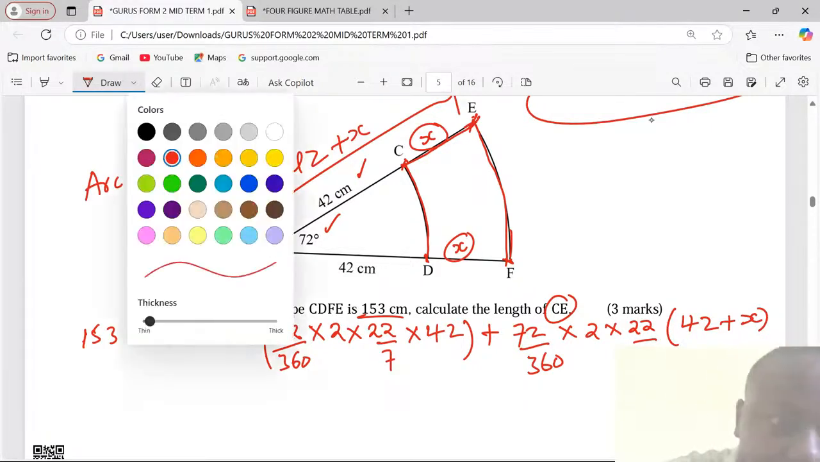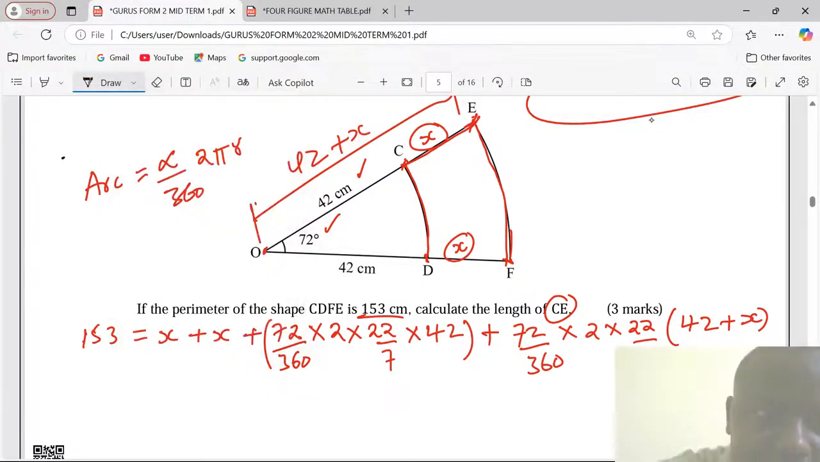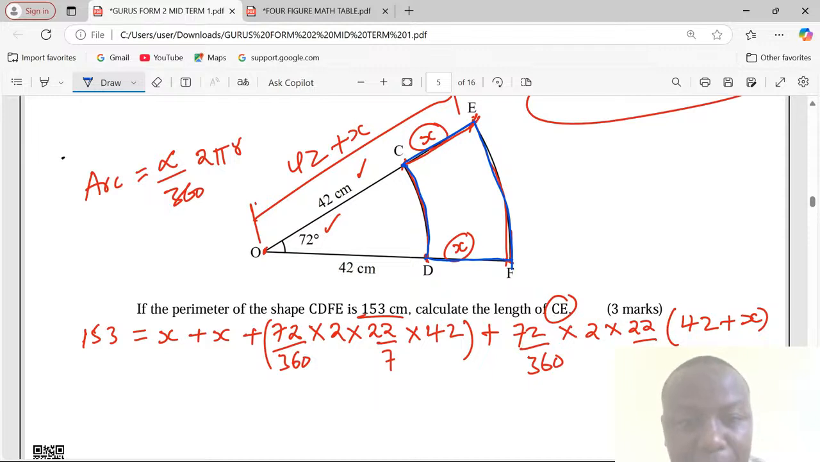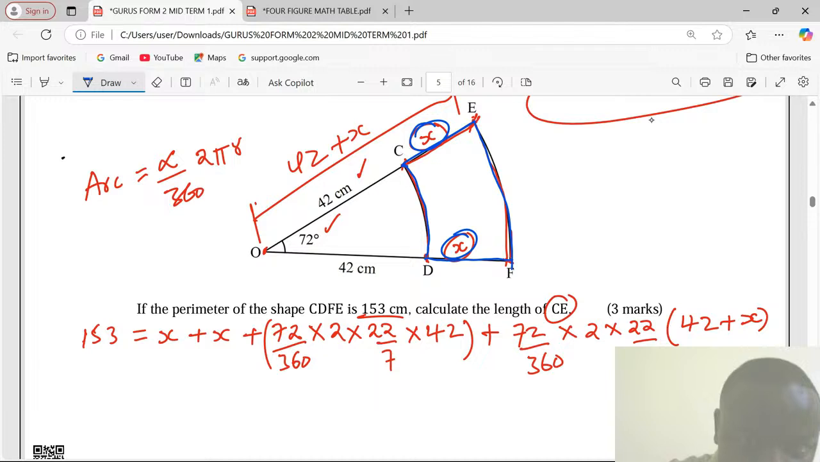Let me get back to the figure. C, D, F, E. This enclosed figure has a perimeter of 153. So how does 153 come about? We had all the boundaries. The first boundary is just a known X. The other one is also X. Then this one is the arc. CD is an arc, whereby the radius is 42. So beta over 360, 2 pi r.